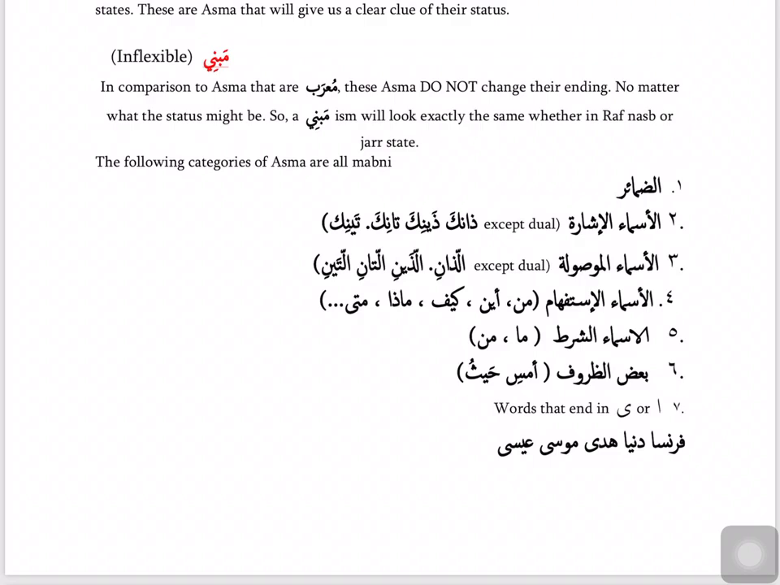All the damair are mabni. Asma'ul ishara are mabni except the duals. Asma'ul mawsula are mabni except the duals. Asma'ul istifham are mabni. Asma'ul shart are mabni. Some dhuruf are mabni. And words that end in alif or alif maqsura are also mabni.